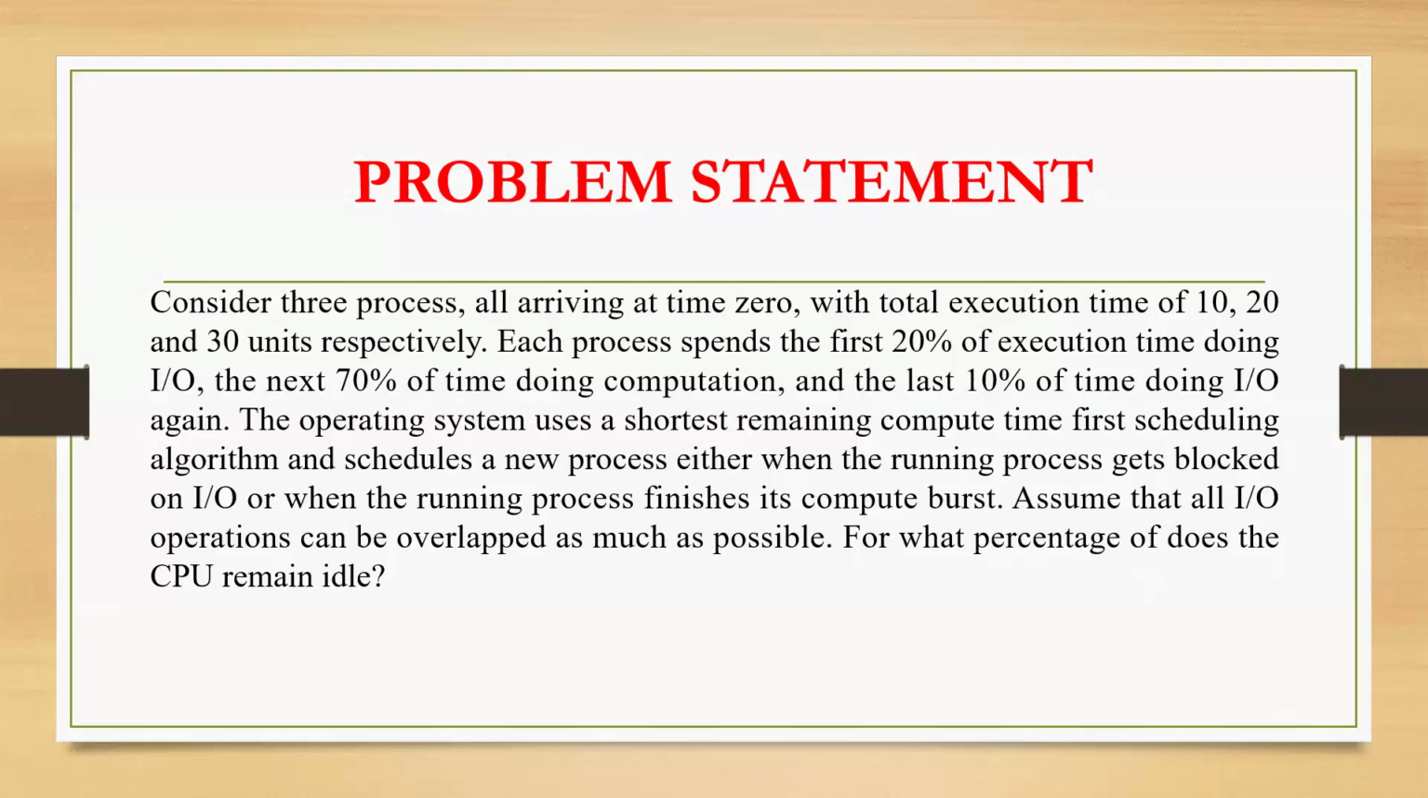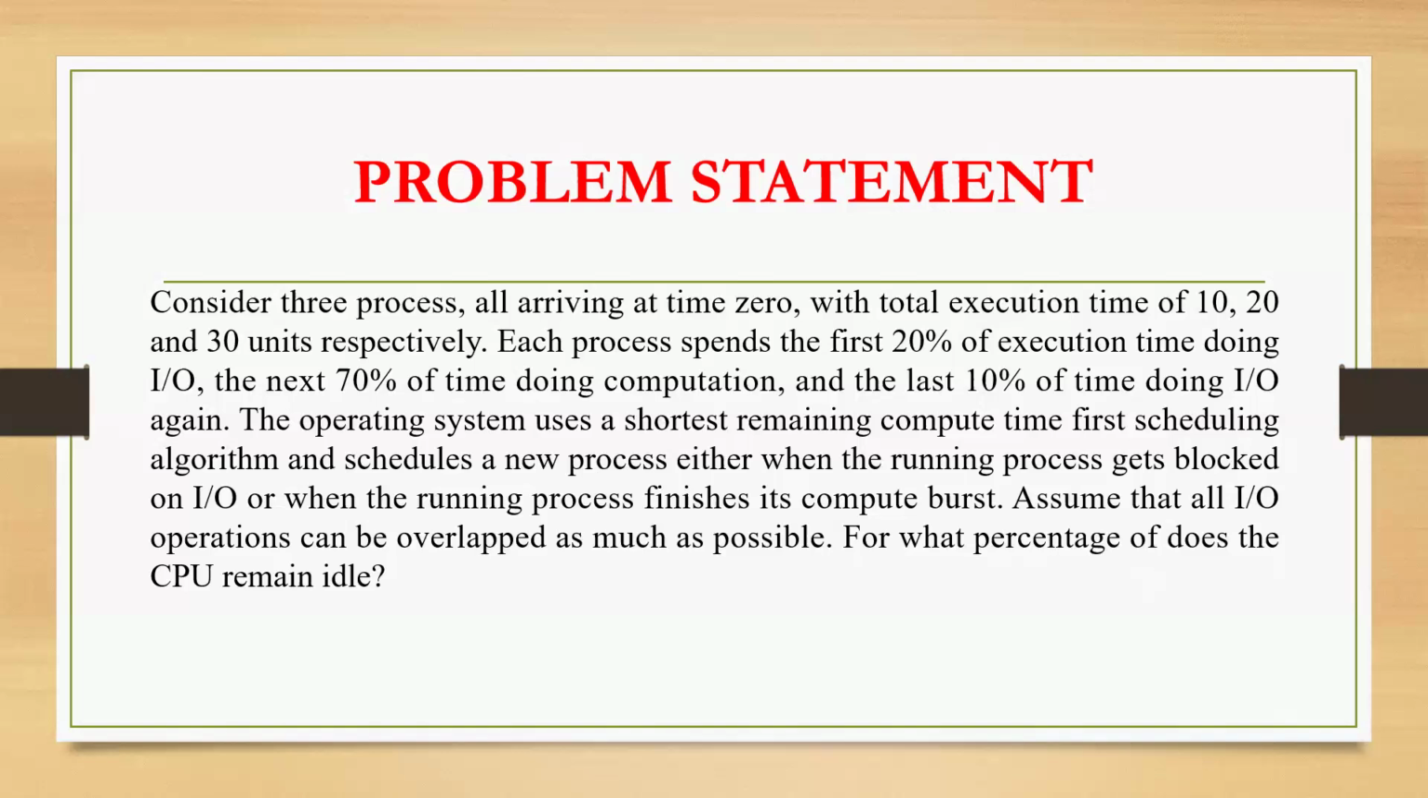Right. Generally, what they have given means, there are totally three processes, P1, P2, P3. The execution time of P1 is 10 units, P2 is 20 units, and P3 is 30 units respectively. And each process spends the first 20% of execution time during IO. So for input output operations, the first 20% of time will be spent, the next 70% of time will be allocated for CPU computations, and the last 10% in IO. And what is the algorithm? The system uses shortest remaining compute time first. That is the SRCF scheduling algorithm.